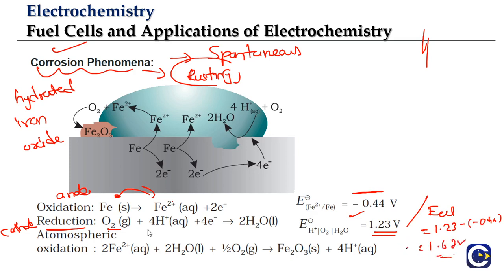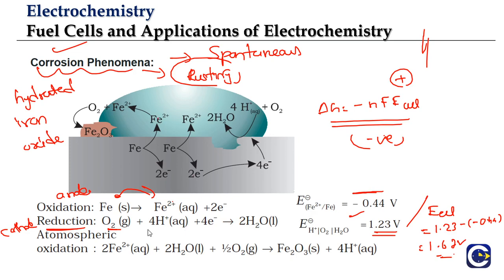So for the overall cell reaction, we say that E cell is positive. E cell positive means what? Since delta G is equal to minus nF E cell, the E cell being positive means the overall delta G will be what? Negative. Thereby the entire process becomes spontaneous, and that is what is making the rusting process spontaneous. Because if you see it like an electrochemical cell, for that cell the E cell value will be positive, meaning delta G for the overall cell reaction will be negative.